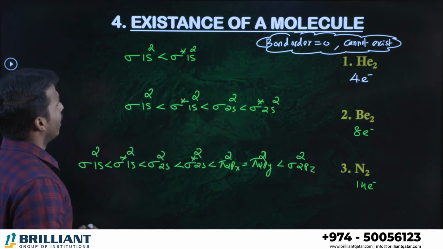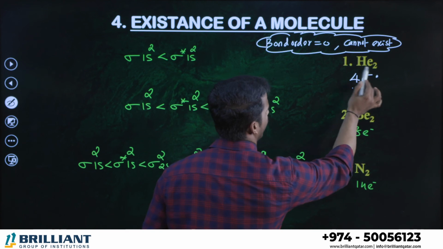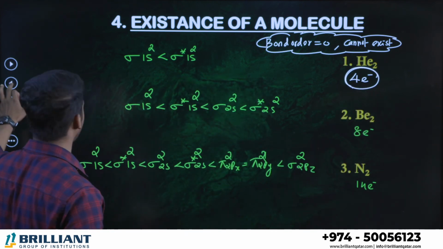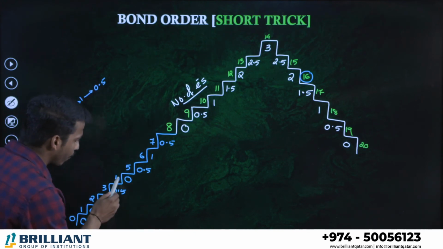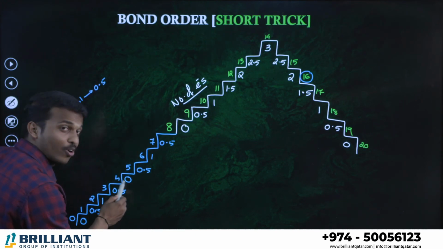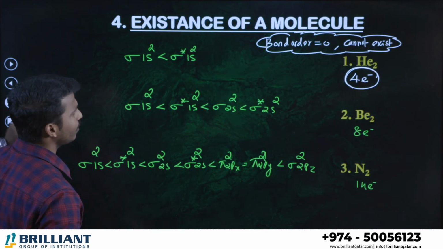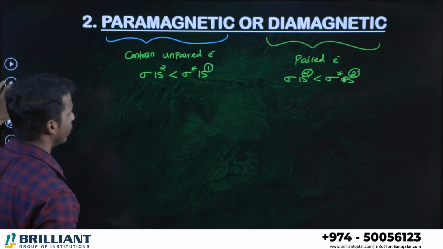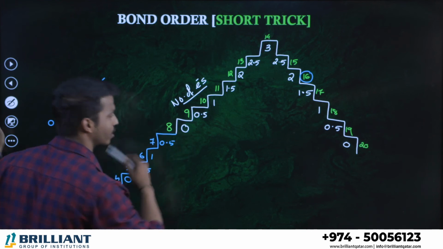Fine. Here, how many electrons in total? A 4 electron system. Let's see the bond order. For the 4 electron system, the bond order is 0. What about the other one? Let's see the 8 electron system. Yes, the 8 electron system also has bond order 0.